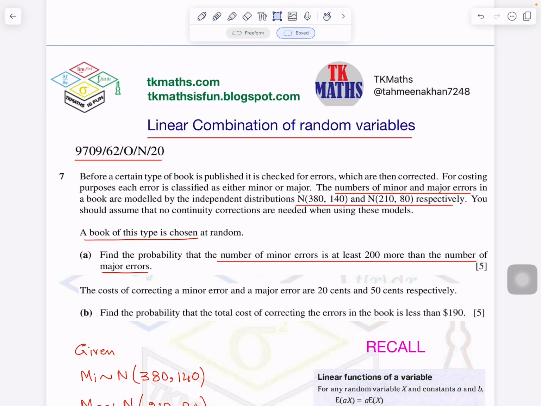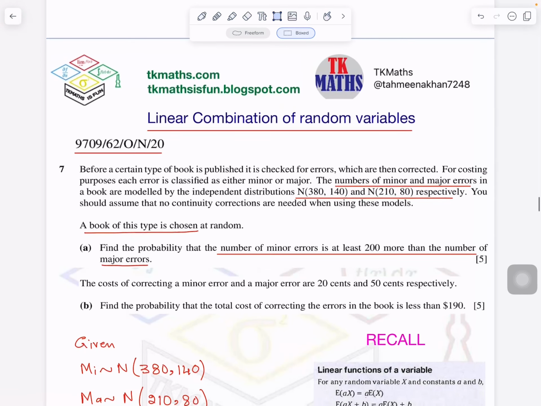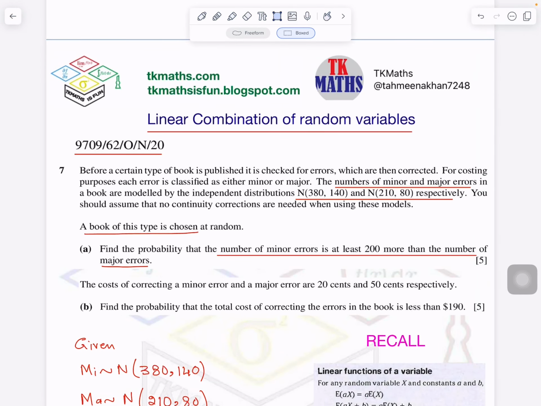In today's video, I will solve a question on linear combination of random variables, which is a part of the syllabus of A-level mathematics, code 9709, paper 6. This question I've taken from November 20, variant 6.2. So let's see the question.